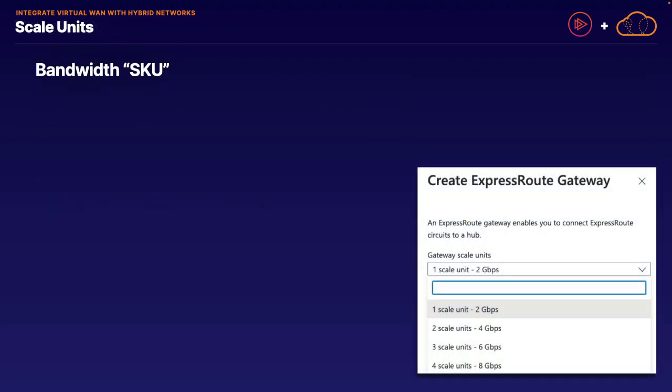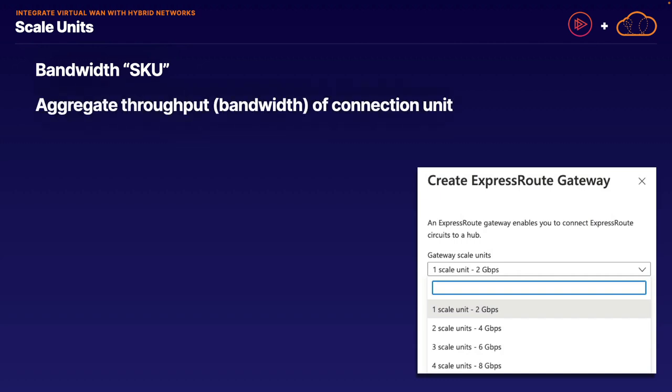So you can most easily think of scale units as your bandwidth SKU. Again, it's not specifically referred to as a SKU, but it is kind of the same purpose. A scale unit is assigned to each of your hybrid connections, which assigns the aggregate throughput or the bandwidth of that specific connection unit. And again, by connection unit, we are talking about site-to-site and point-to-site VPN connections and ExpressRoute as well.